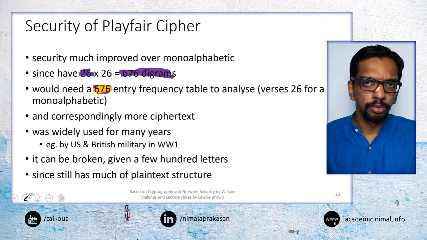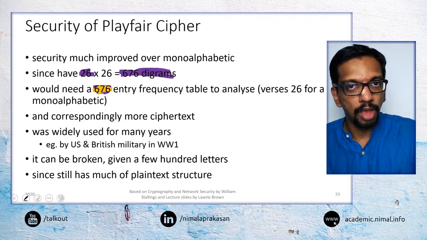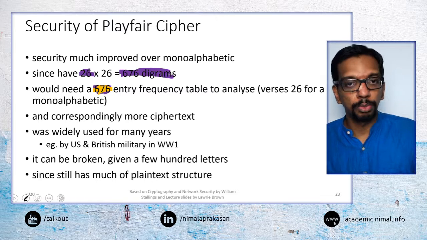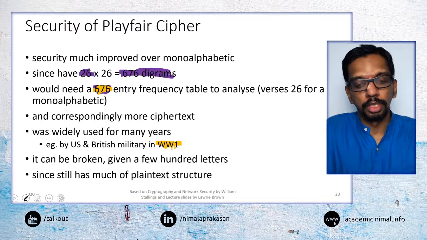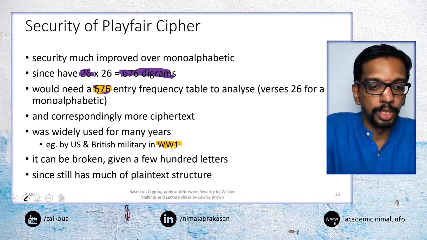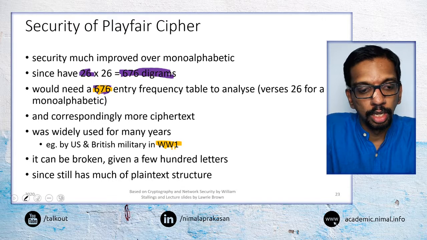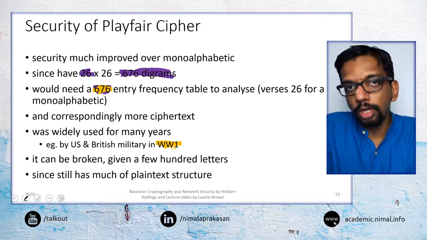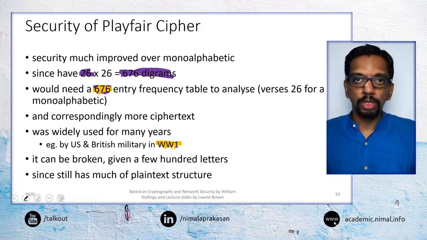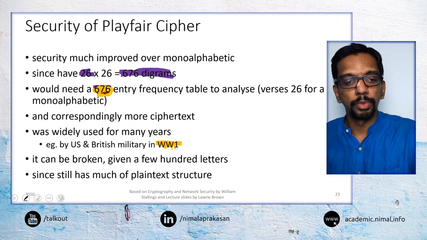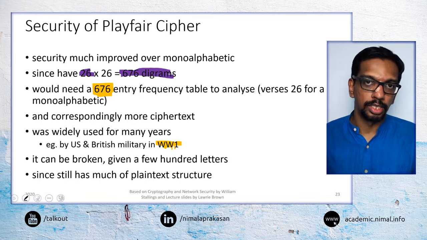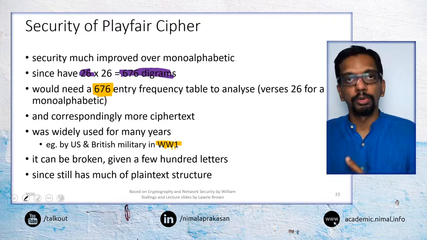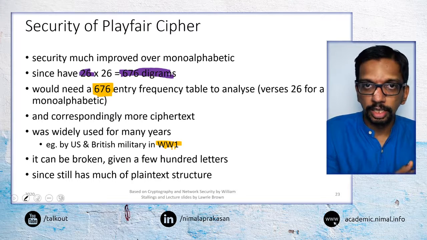So this was used up to fairly recent times, even during World War I and all. This was a commonly used approach by the British and the US military. But it can be broken, particularly when you have large amount of ciphertext available to you. Then you may have enough information to go through this set of 676 combinations and try to find out the frequency.